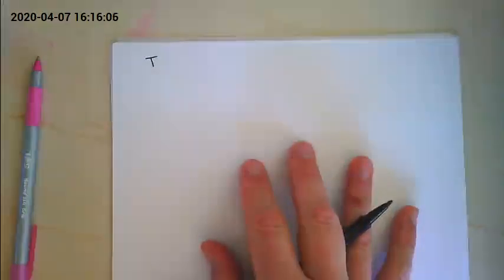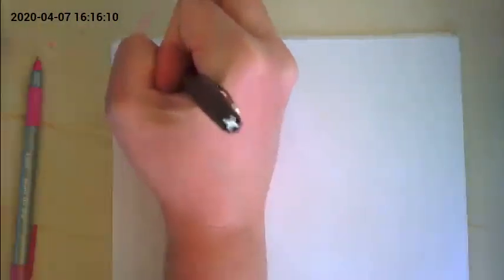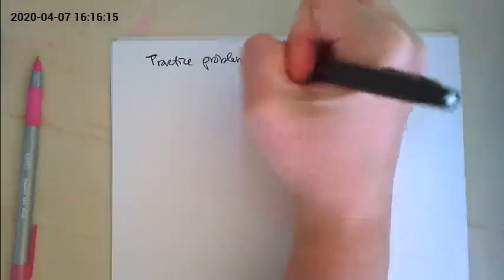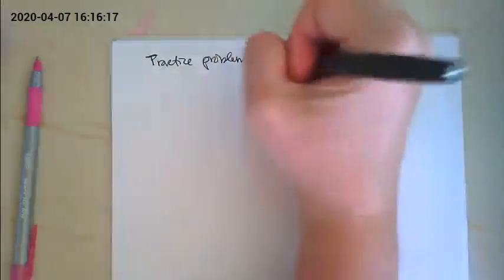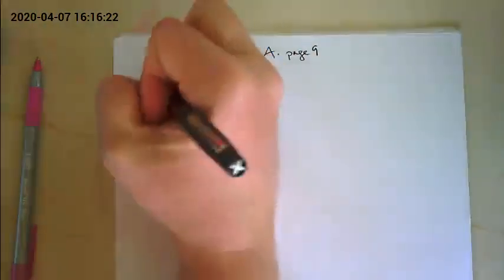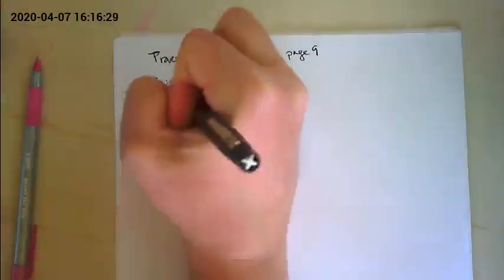So let's assign alleles first. We have to assign alleles. So we're doing tall and short. So this is practice problem A. Okay. Page 9 of your packet. All right, so let's do big T for tall, and we'll do little t for short.